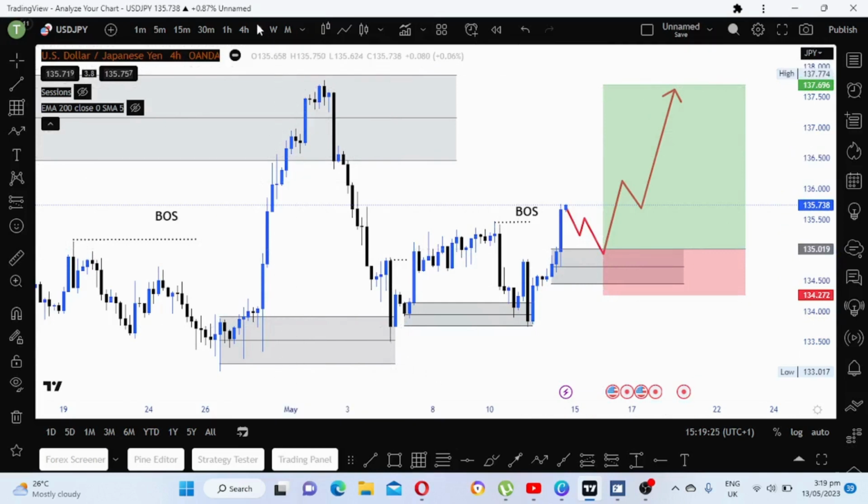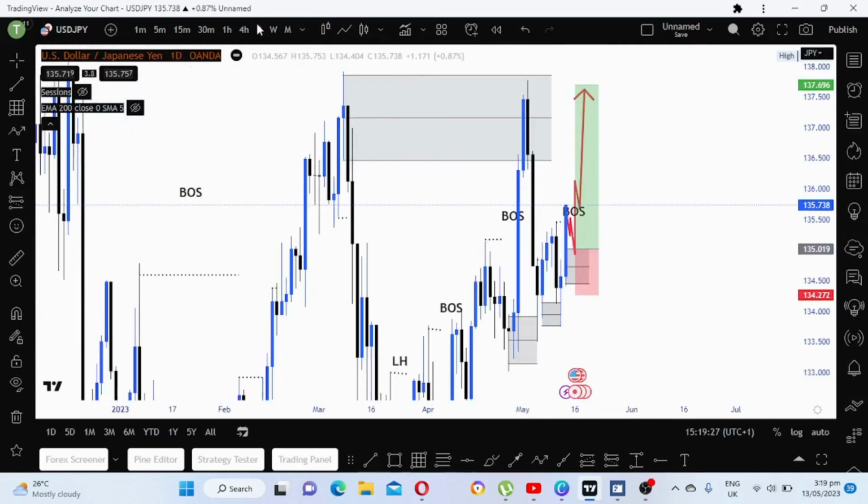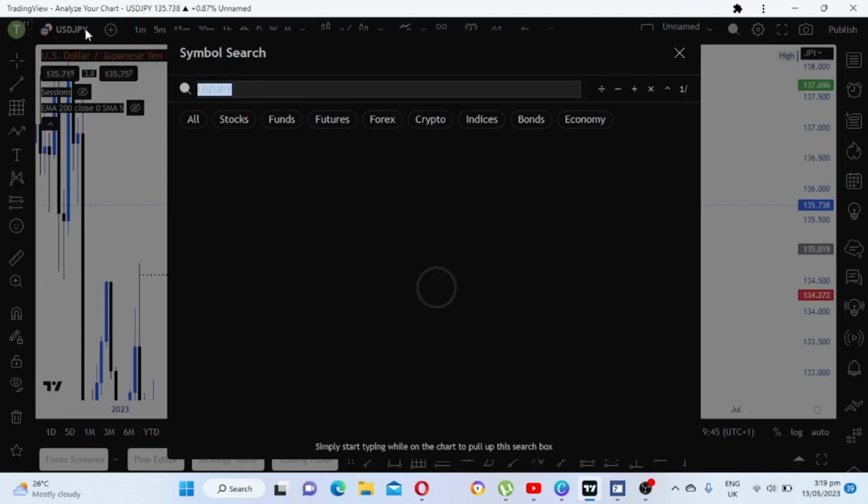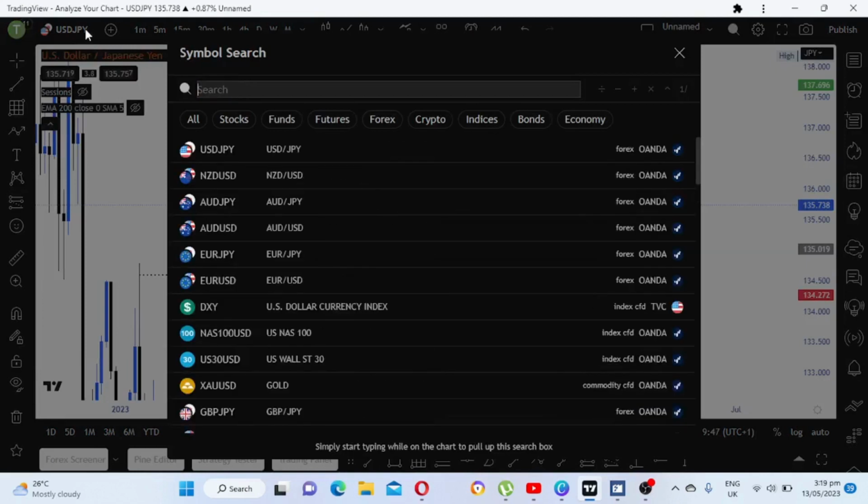So that's on H4. And on daily, we are also bullish, but we are coming from this supply zone which is here. There's still too much to fill up here. We might even break this equal high that we have here. So that's my view on USD JPY. Now looking at USD CAD.